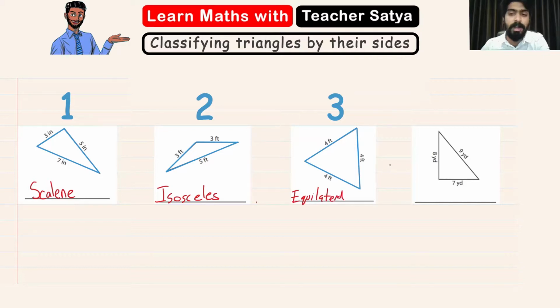Now in question number 4, if we take a look at it, we see again that all of its sides are different. Now if all of its sides are different, it is a scalene triangle. Alright guys, and that is how we would classify triangles by their sides.